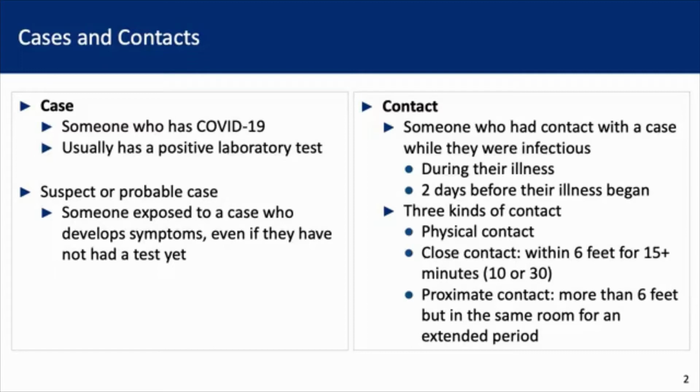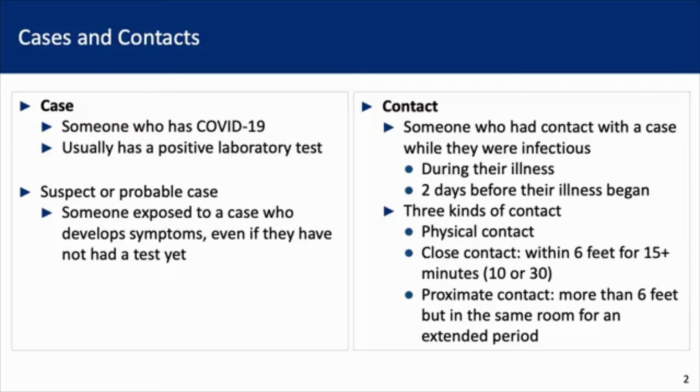And because of that, they need to take special precautions. So if you'll recall, a case is infectious during their illness and the 2 days before their illness began. So you'll want to identify people who had some kind of contact with them during their infectious period.